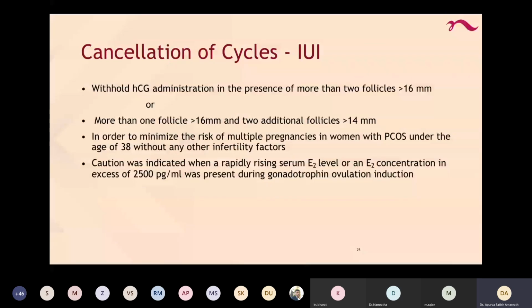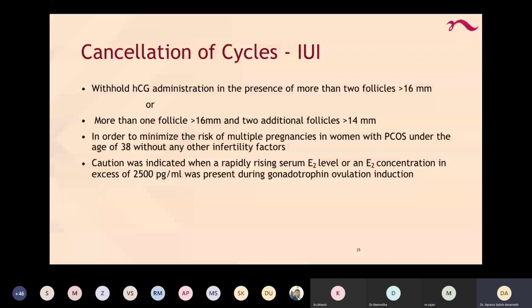So at what point would you think about canceling an IUI cycle? In an IUI cycle, if we find that there are more than 2 or 3, depending on the protocol that you're looking at, more than 2 or 3 follicles more than 16 millimeters, or more than 1 follicle more than 16, or 2 additional follicles more than 14 millimeters, we have to consider cancelling an IUI cycle. This is basically done not for the risk of hyperstimulation, but for the risk of multiple pregnancies, especially in women with PCOS under the age of 38 without any other infertility factors.